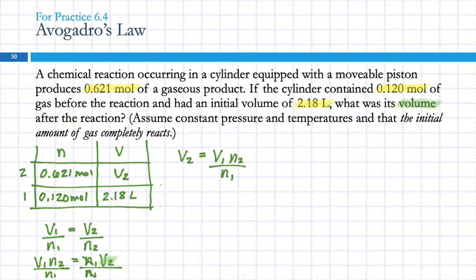So there's my equation. Now I'm going to plug the numbers and their units in. I'm supposed to have volume 1. Volume 1 is 2.18 liters. And N2 is 0.621 moles. And that's going to be divided by N1, 0.120 moles.